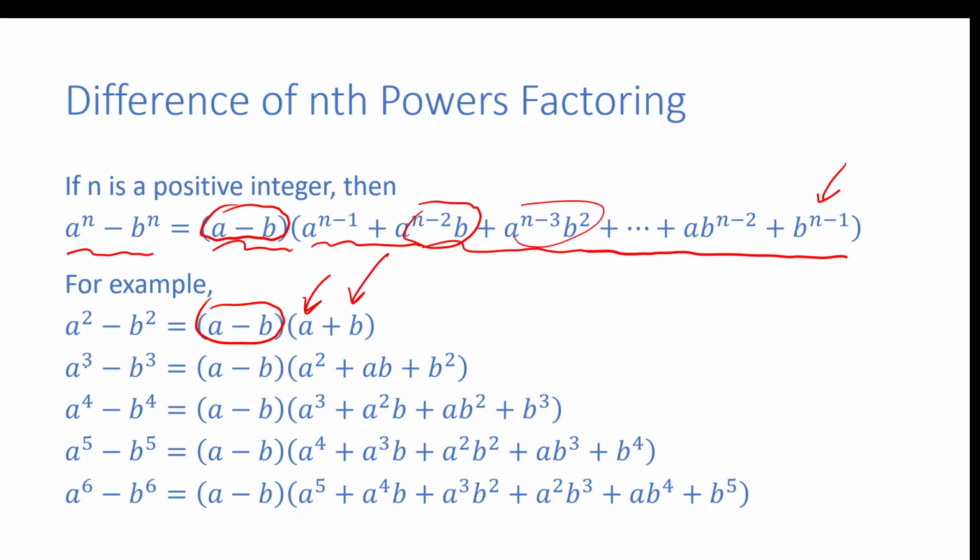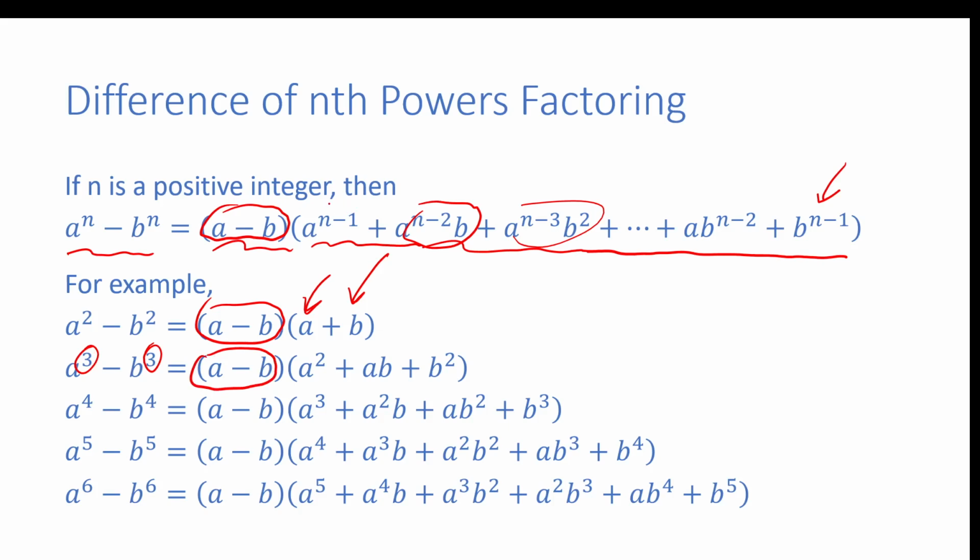What if instead n was equal to 3? Well, then our first factor will be a minus b. And our second factor would be, again, think of it that n is equal to 3.